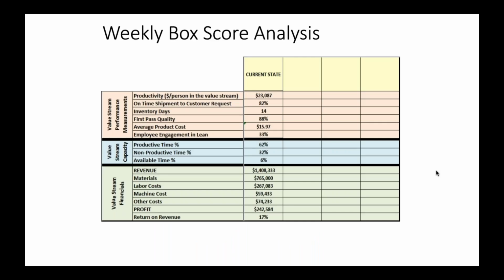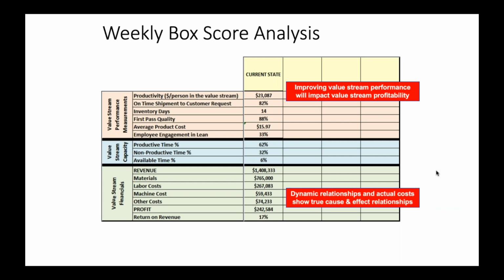The other practice routine is the weekly box score analysis done at a value stream level. Box score has 3 components. One is the performance measurements for the value stream, and improving the value stream performance will eventually have an impact on value stream costs. Sometimes it may be a direct cost savings, but other times you may see a reduction over time. We're looking for the dynamic relationships between value stream performance, capacity, and the financial impact.